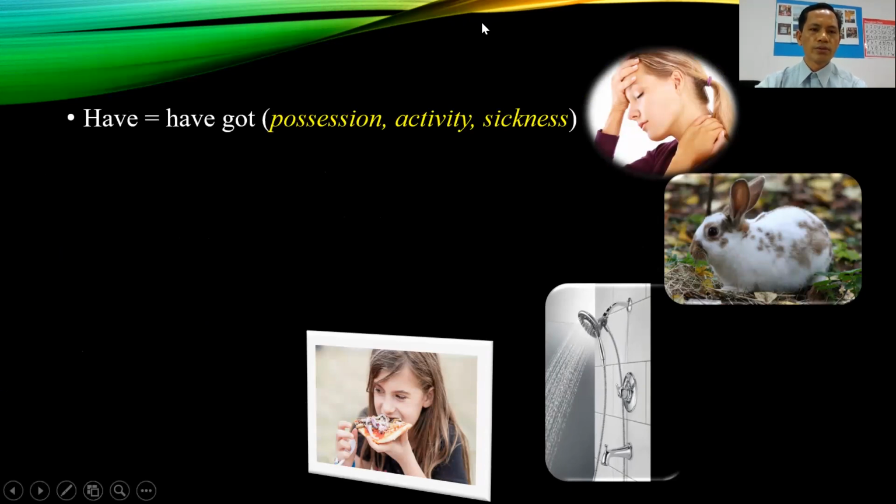To make it easy to remember, I put an equal sign here. Have and have got are the same when you talk about possession. I have a mobile phone, I've got a mobile phone. I have a brother and a sister, I've got a brother and a sister. It's the same. I have to go now, or I've got to go now. I have to do a lot of homework. I've got to do a lot of homework. That's activity. Sickness: I've got the flu, or I have the flu. I have a headache. I've got a headache. So they are the same.